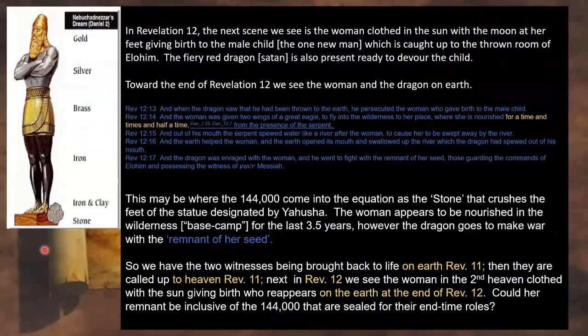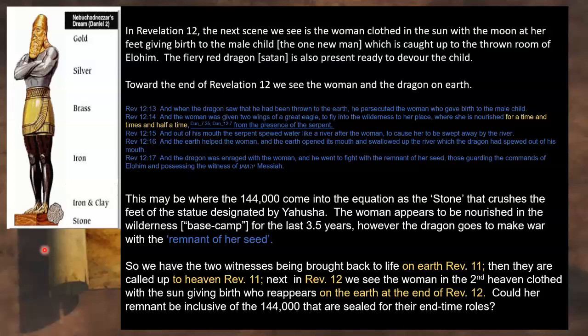Now, moving from chapter 11, the two witnesses have been called up, and in Revelation 12, the next scene we see is the woman clothed in the sun with the moon at her feet, giving birth to the male child, the one new man, which is caught up to the throne room of Elohim. So we see another catching away, if you will, in Revelation 12. The fiery red dragon, Satan, is also present, ready to devour the child.